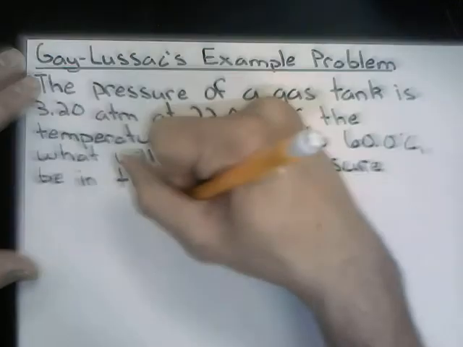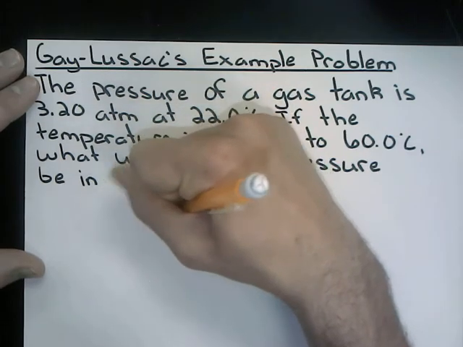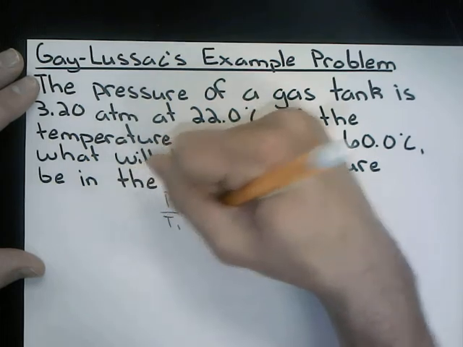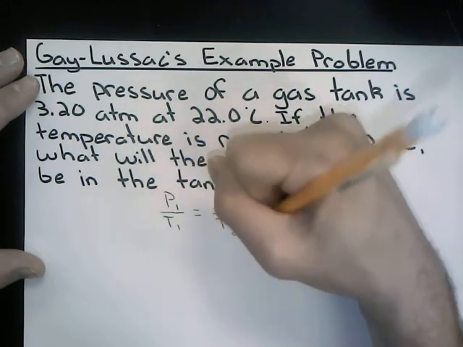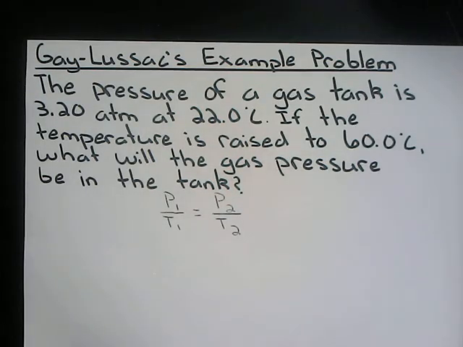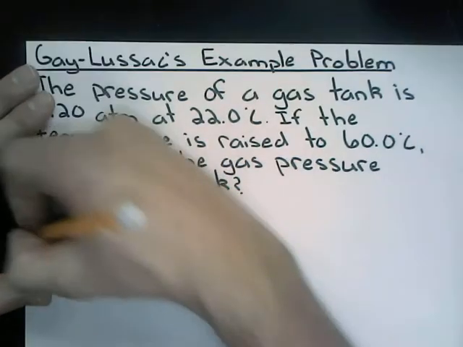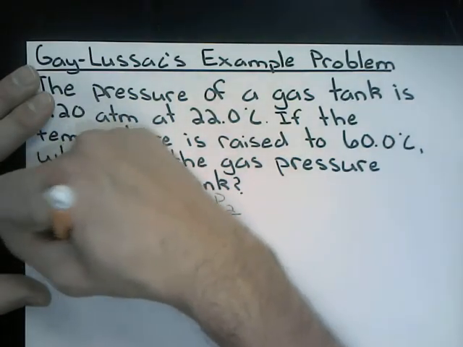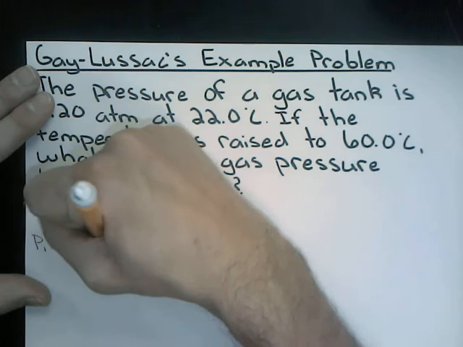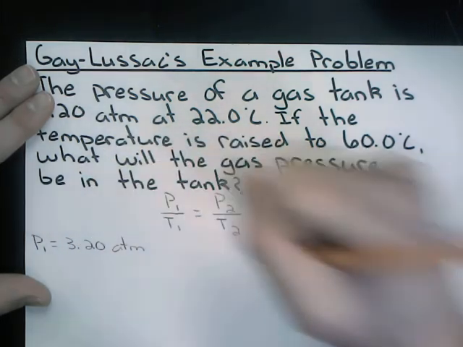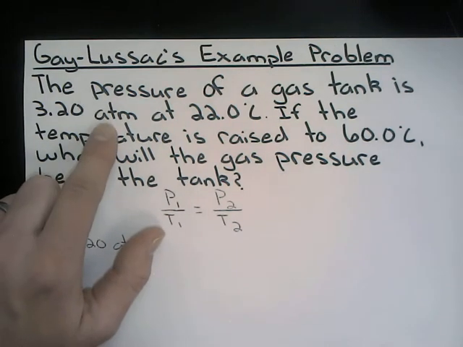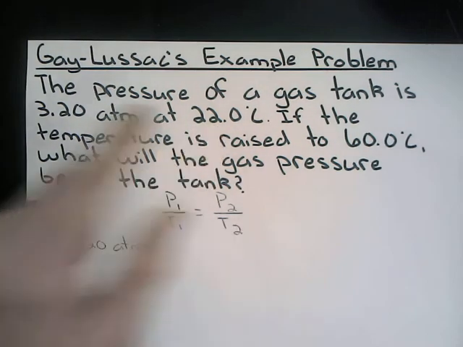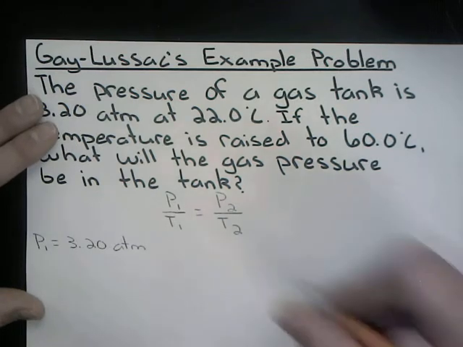So again, Gay-Lussac's law said our P1 divided by our T1 equals our P2 divided by our T2. Okay? And so our P1 is our initial pressure, and it's the only pressure listed here in the problem. So our P1 becomes 3.20 atm, or atmospheres. Now, our first temperature here, that pressure of that gas at 3.2 atmospheres, is 22.0 degrees Celsius.